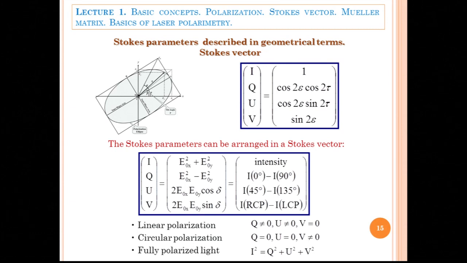The second one, this one, is a difference between these two intensity components. So this one is a measurable quantity, just intensity.